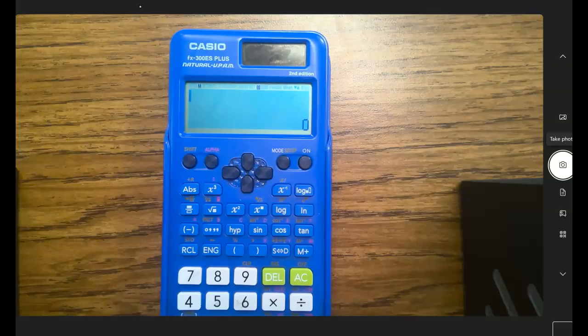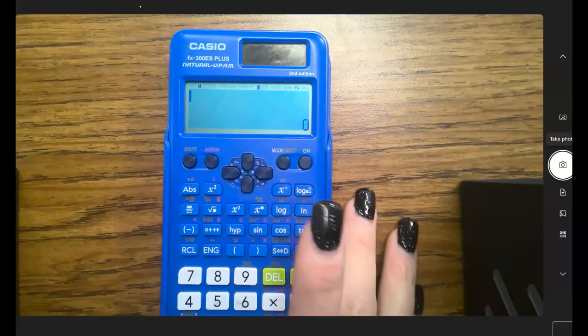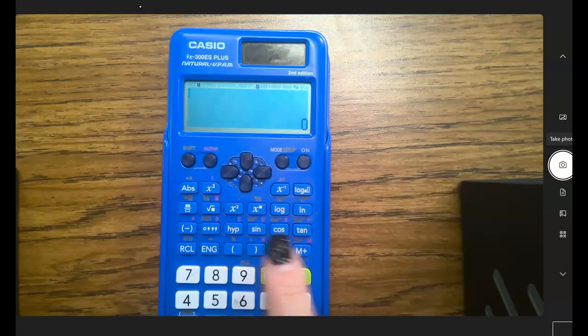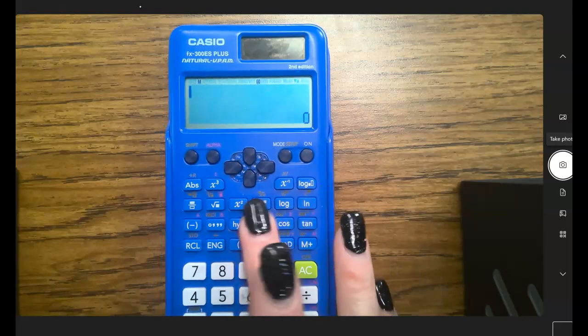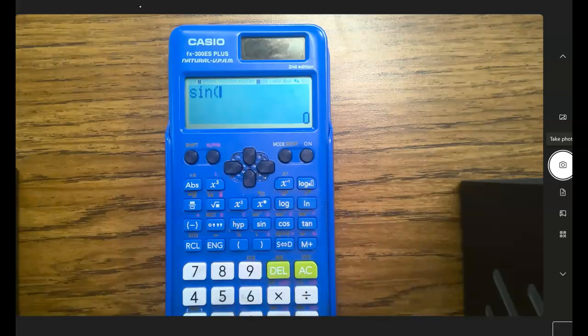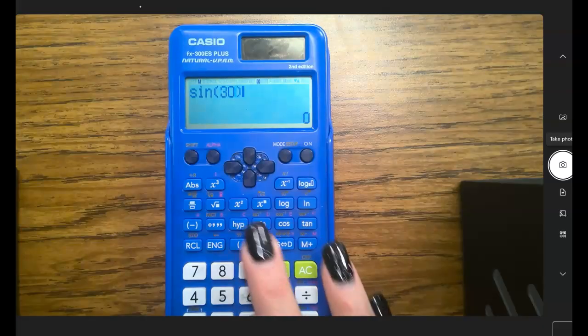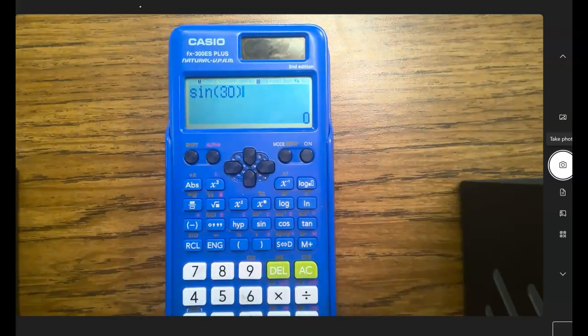If you're not sure, there's an easy test to see if you're in degree mode. You have your sine, cosine, and tangent keys. Hit your sine key, then type in 30 and finish your parentheses. If you type in the sine of 30, you should get an answer of 1/2, either 0.5 or the fraction 1/2. They're the same thing. If you don't get 0.5 or 1/2, your calculator is not in degree mode.